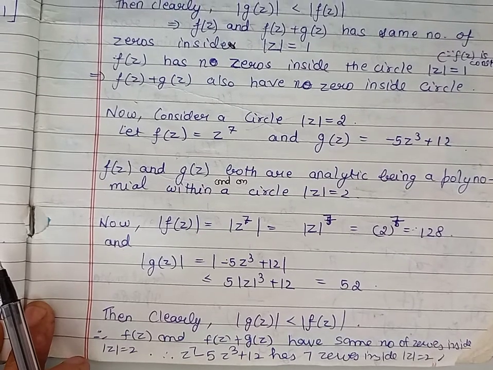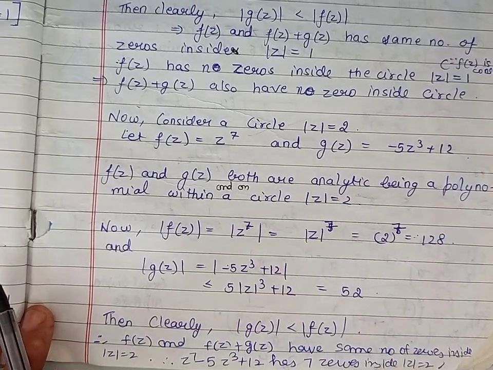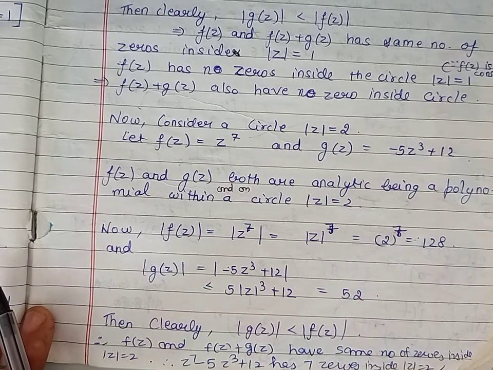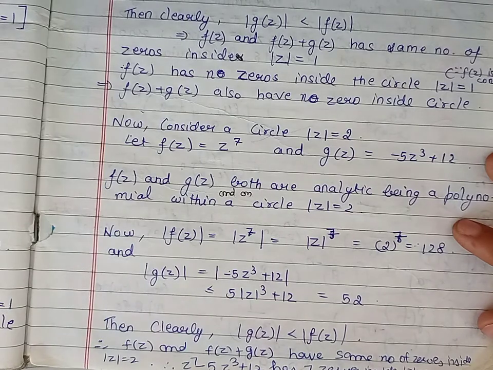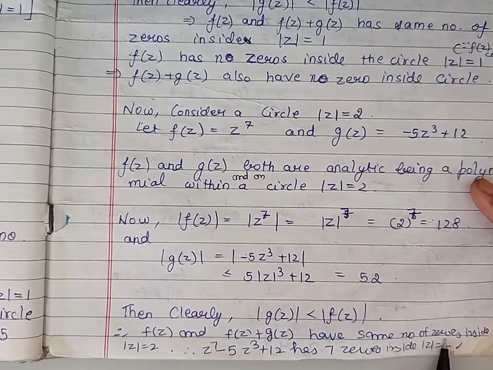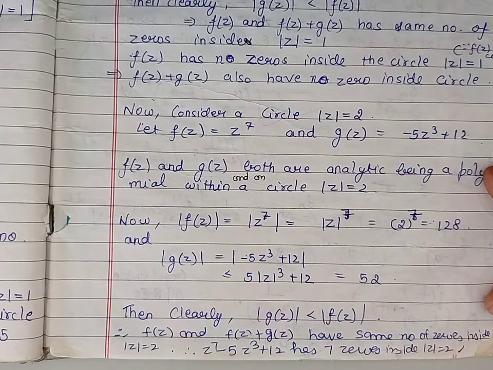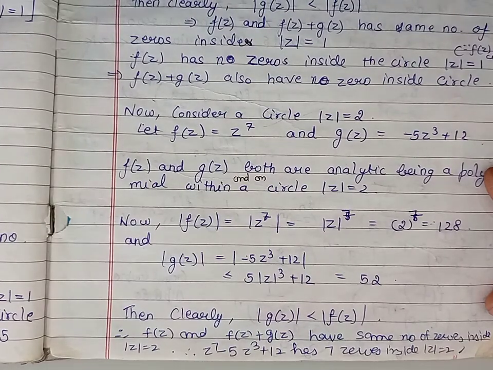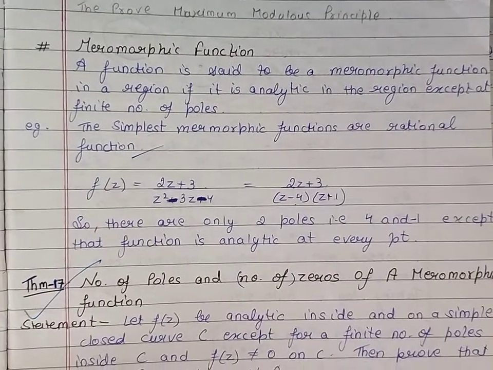Thus we have shown that the function f plus g has no zero inside the circle mod z is equal to 1 but has 7 zeros inside the circle mod z is equal to 2. So these were some of the examples based on Rouché's theorem. Now our next topic is meromorphic functions.